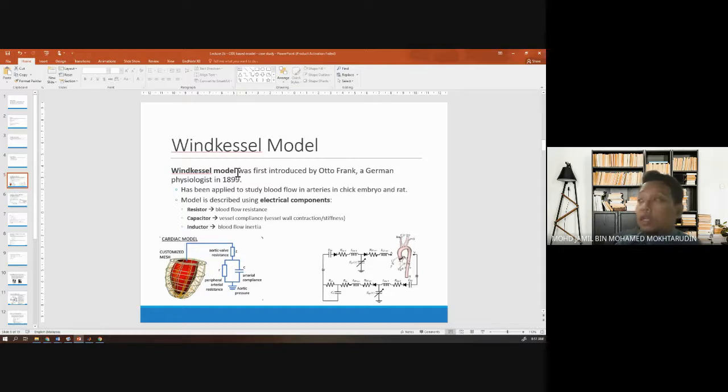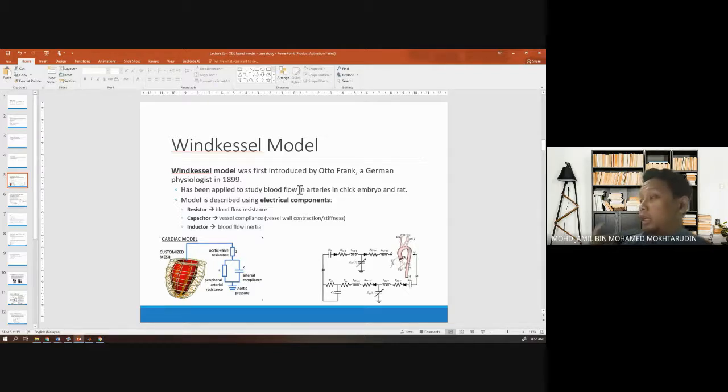So the Windkessel model was actually proposed by Otto Frank, a German physiologist. So he is like a doctor. But he used a model to describe blood flow in the artery. If you look at your body, there are so many blood vessels. You have the heart, you have the blood vessels supplying blood to all the organs like brain, lungs, and so on. So to model this blood flow in our body is not easy. You cannot use CFD to model blood flow in the whole body because it will take so much computer power to solve the model.